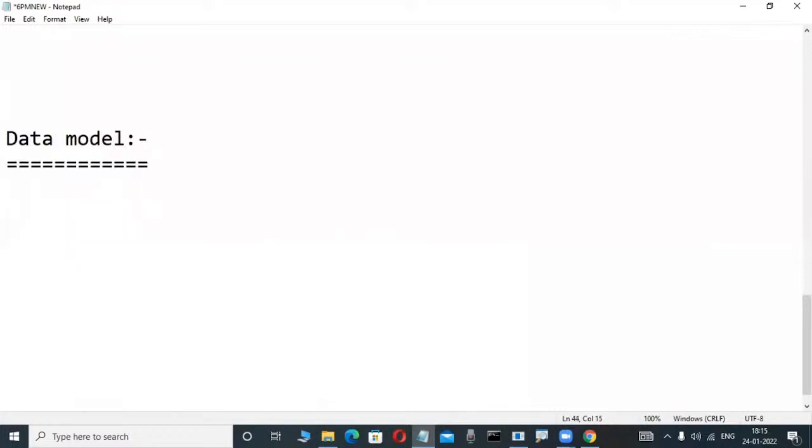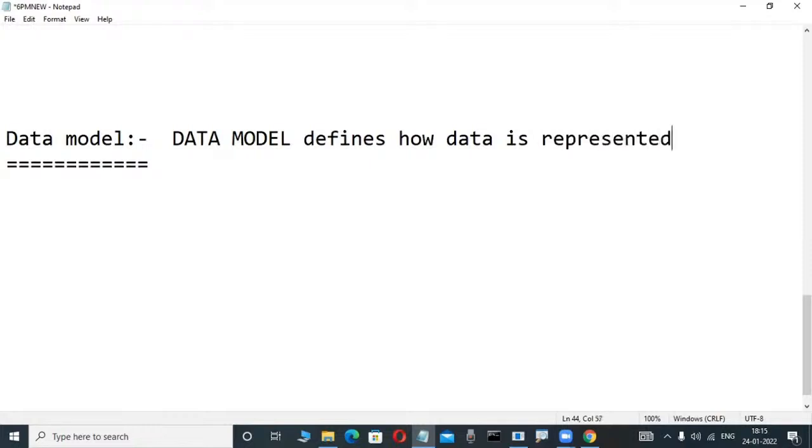Data model defines how data is represented at the logical structure of the database. Observe here, how data is represented at the logical structure of the database. How easy a definition. Observe here, logical structure of the database.